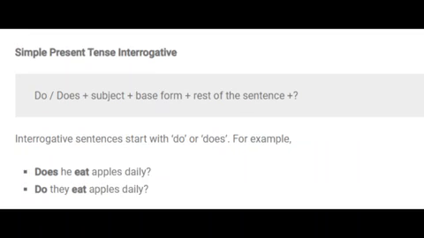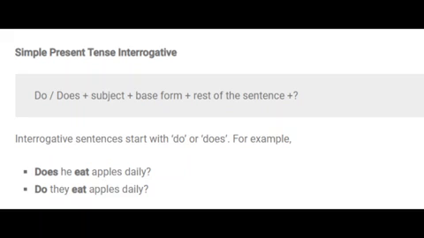Now come to simple present tense interrogative. Simple present tense interrogative means question sentence. How to form a question with simple present tense? Now see the formula. Do or does plus subject plus base form of the verb plus rest of the sentence.